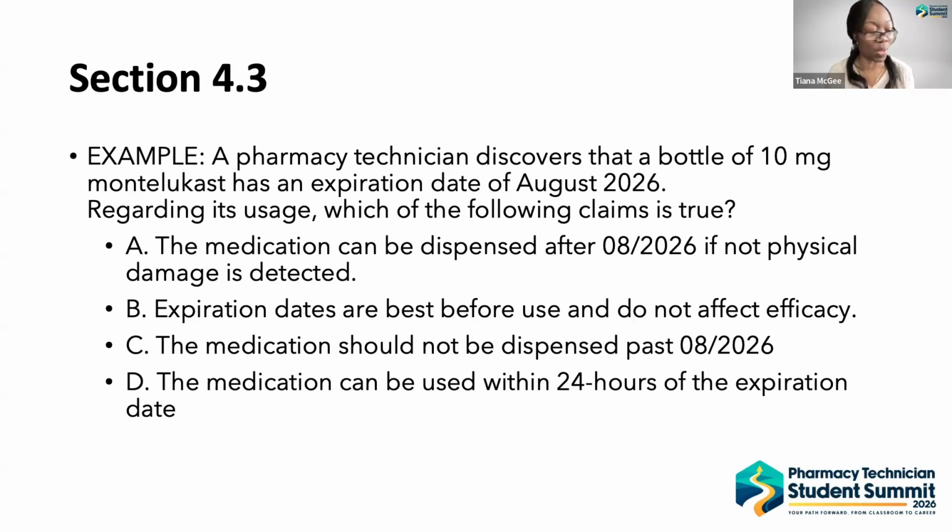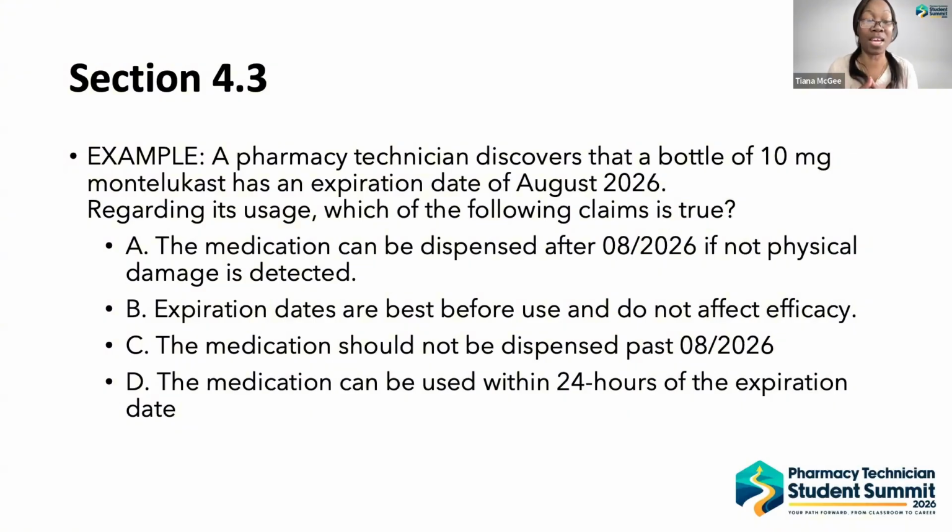So, an example within this section: a pharmacy technician discovers that a bottle of 10 milligram montelukast has an expiration date of August 2026. So, regarding the usage of this drug, which of the following claims is true? A, the medication can be dispensed after 8/26 if no physical damage is detected. B, its expiration dates are best before use and do not affect efficacy. C, the medication should not be dispensed past 8/26. Or D, the medication can be used within 24 hours of the expiration date. What are you guys thinking? A, B, C, or D?